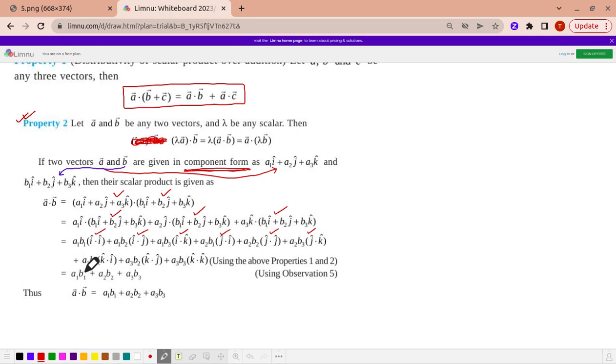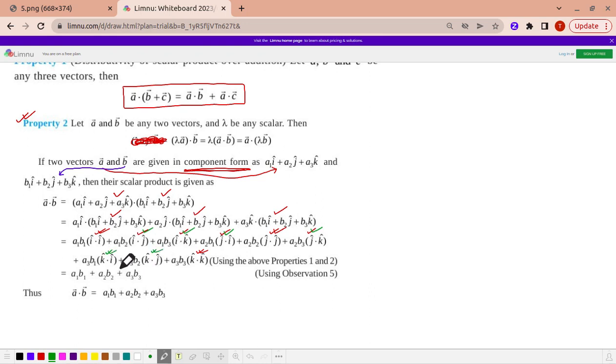So A1 B1, A2 B2, A3 B3 means this value is equal to 1, this value is equal to 1, and this value is equal to 1. Rest all the values, that means i cap dot j cap, that is equal to 0. We know they are mutually perpendicular vectors, i cap and j cap. i cap dot k cap, that is also equal to 0. So if I use a different color, this is 0, this is 0, this is 0, j cap dot i cap 0, then j cap dot k cap 0, k cap dot i cap 0, k cap dot j cap 0.